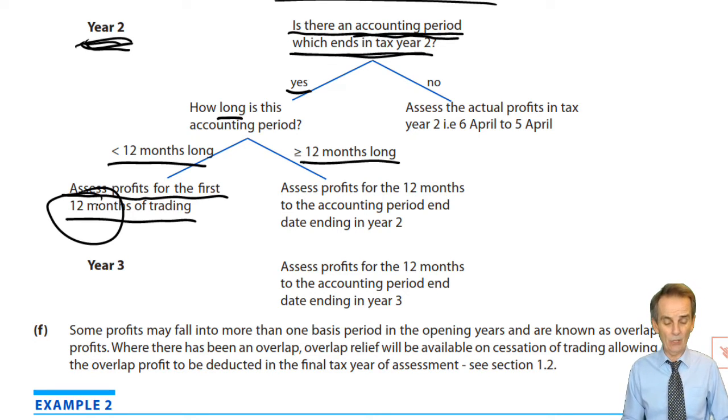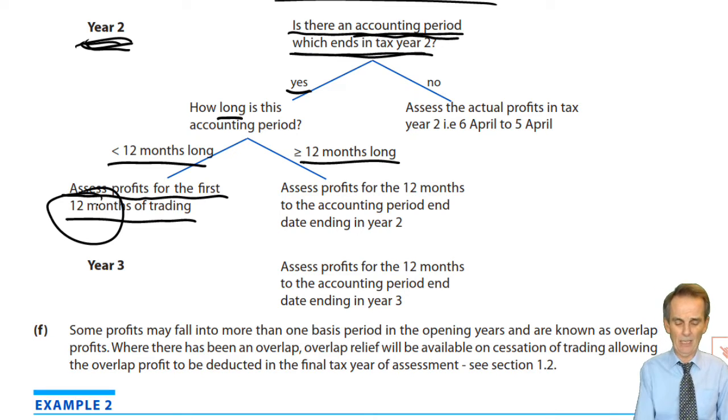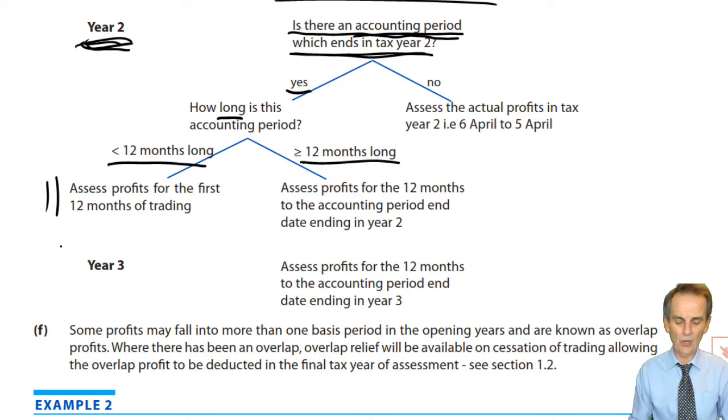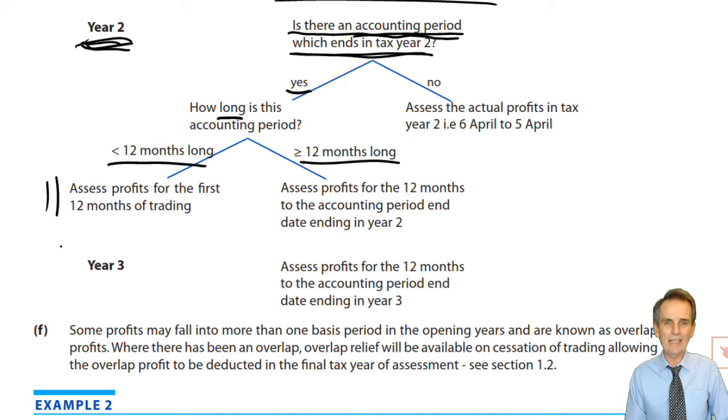If the period here is a short period, less than 12 months, like my 1st of January to 30th of June, a 6-month period, then what is the basis of assessment to use? As we see here, the profits of the first 12 months of trading. Start date to a date 12 months later.